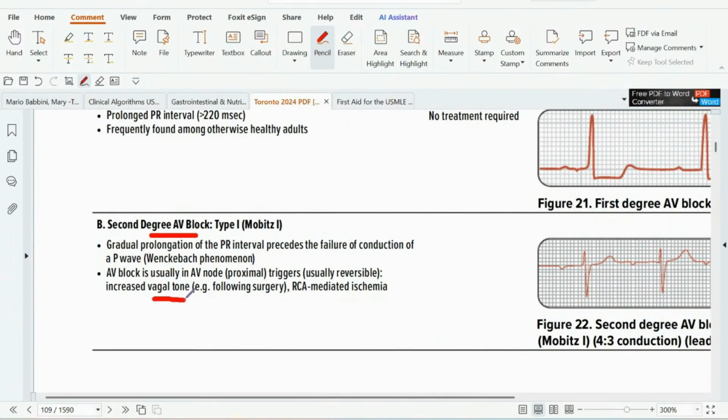You see reversible ischemia. It can be high vagal tone. It can be RCA-mediated ischemia. Any sort of drugs that increase the amount of parasympathetic output too much. Maybe infection, maybe autoimmunity. One of the main questions they would like to ask you is SLE. SLE leads to heart block. It damages the heart, the AV node, a lot.